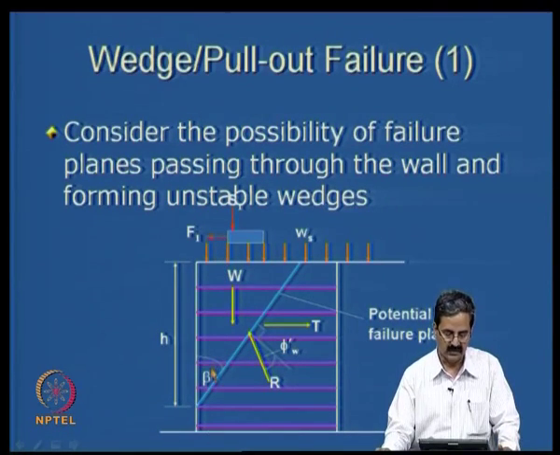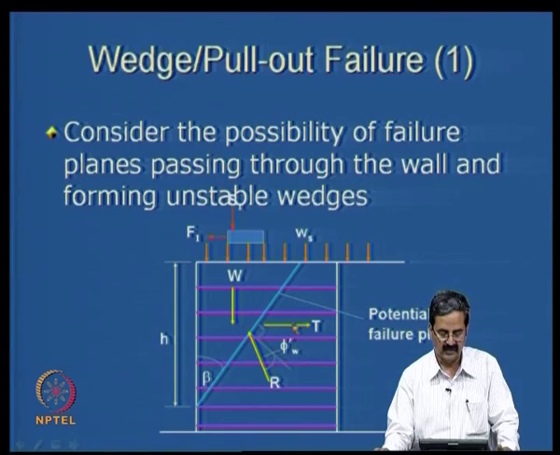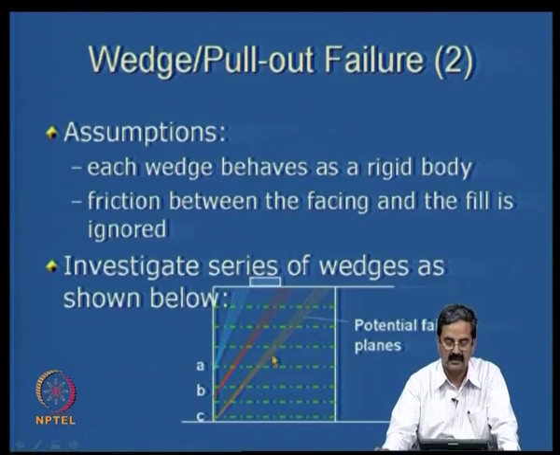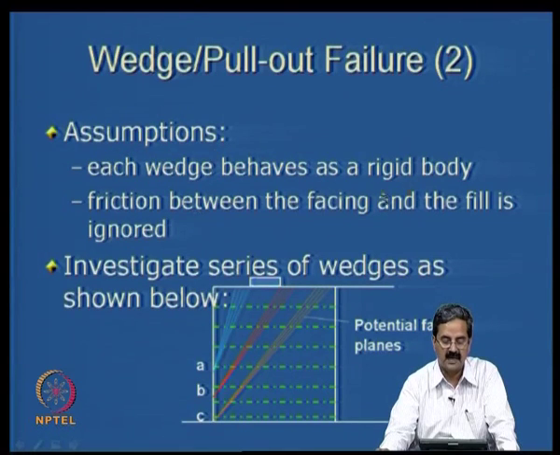So we are trying to take a wedge here with an angle beta, and because of the weights W acting, there is a resultant force, which has an angle phi with W, and then you have a tension force T, which will be required to keep all these things in equilibrium. That is what we try to find out. We will make some assumptions. Each wedge behaves as a rigid body, and friction between the facing and the fills is ignored.